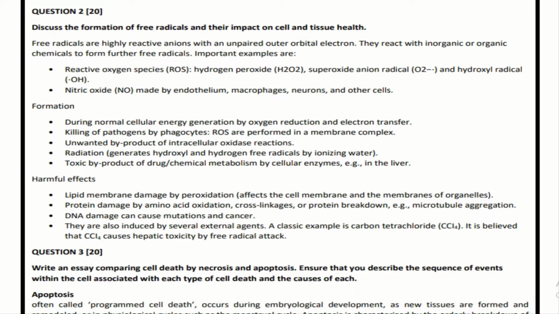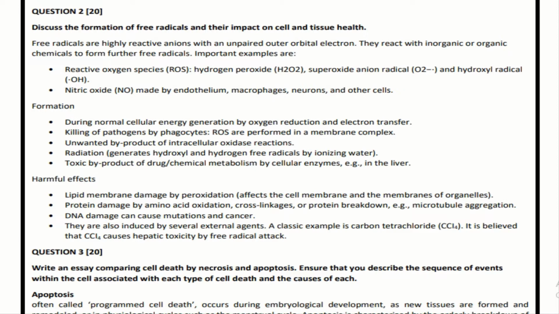Then they ask you for the formation. During normal cellular energy generation by oxygen reduction and electron transfer, and killing of pathogens by phagocytosis, ROS are formed in a membrane complex. ROS are your reactive oxygen species. They can also be an unwanted byproduct of intracellular oxidase reactions. Radiation generates hydroxyl and hydrogen free radicals by ionizing water. Toxic byproducts of drug and chemical metabolism by cellular enzymes, for example in the liver. These are all the types of formation of free radicals.